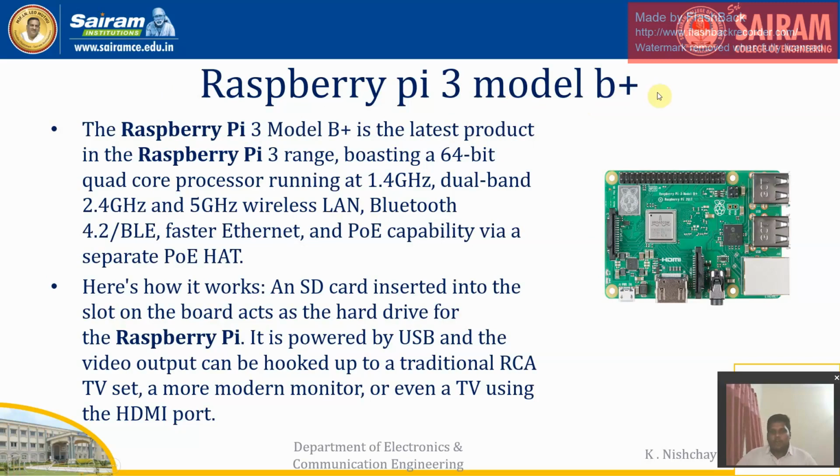Raspberry Pi is a 3B plus model; we need this type of Raspberry Pi. The Raspberry Pi model 3B plus is the latest product of the Raspberry Pi range, boasting a 64-bit quad-core processor running at 1.4 gigahertz, dual-band 2.4 gigahertz and 5 gigahertz wireless LAN. It has Bluetooth connectivity, faster Ethernet, and PoE capability via a PoE HAT.